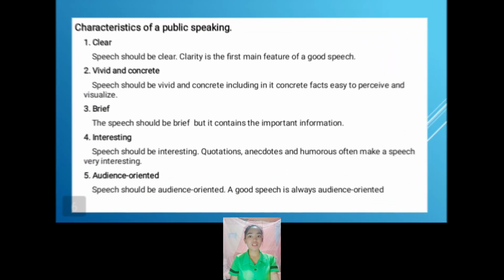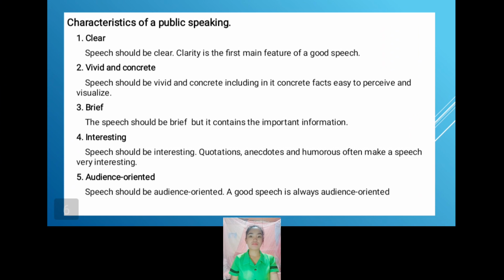What are the characteristics of public speaking? Here are the characteristics. A good speech should be, number one, clear. What does it mean by this word clear? Speech should be clear. Clarity is the first main feature of a good speech. Your speech should be successful in conveying to the audience the ideas, emotions, facts, or arguments you want to express.